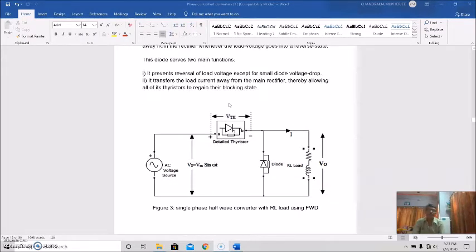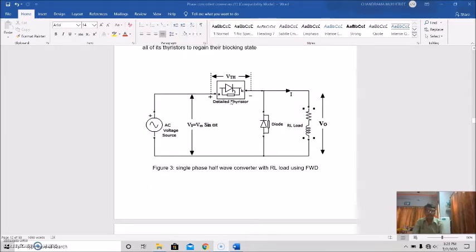So this diode serves two main functions. First, it prevents reversal of load voltage except for a small diode voltage drop. And secondly, it transfers the load current away from the main rectifier, thereby allowing all of its thyristors to regain their blocking states.